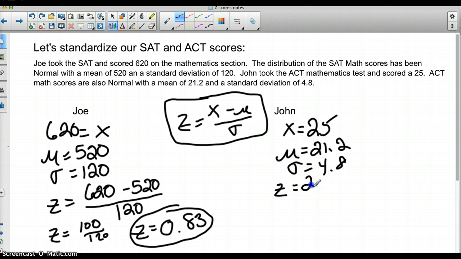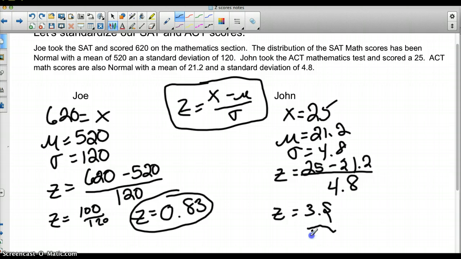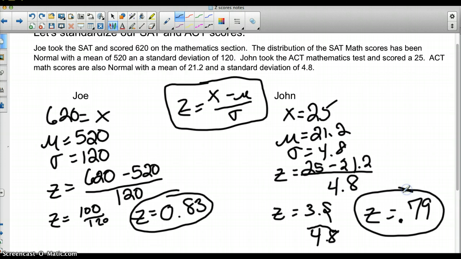So z equals 25 minus 21.2 over 4.8. Do your subtraction of 25 minus 21.2. So you end up here with z equals 3.8 over 4.8, and do your division, and you're going to end up getting that his z-score is 0.791, so his z-score is 0.79.